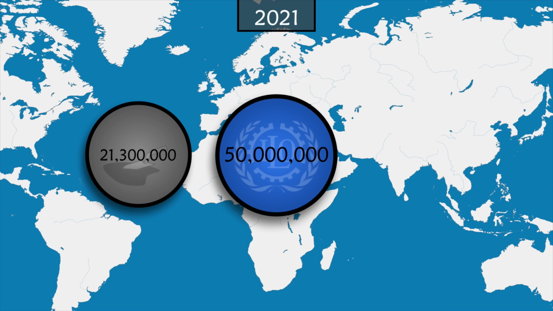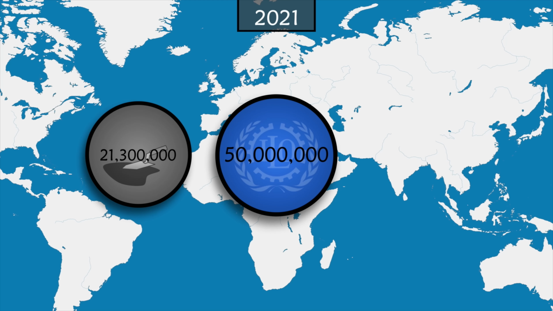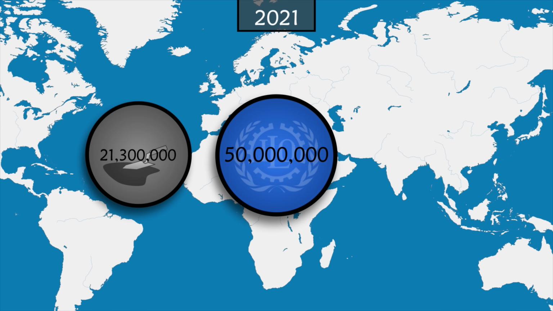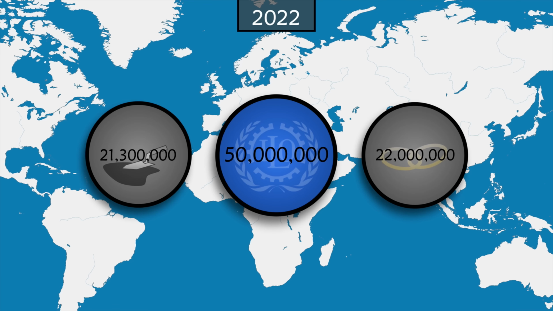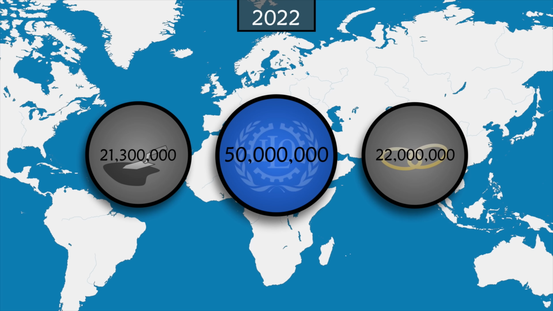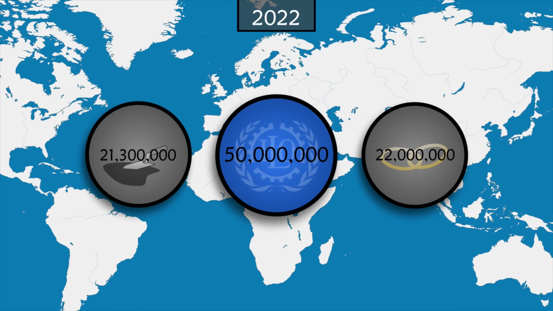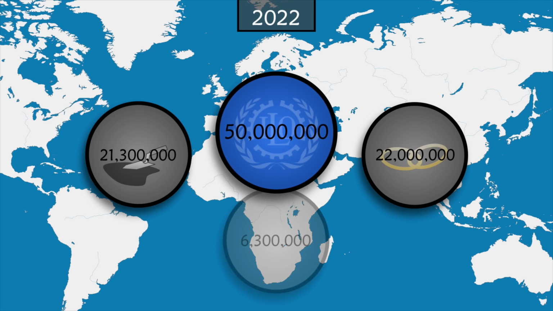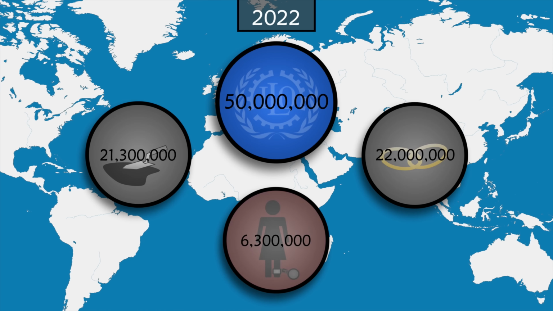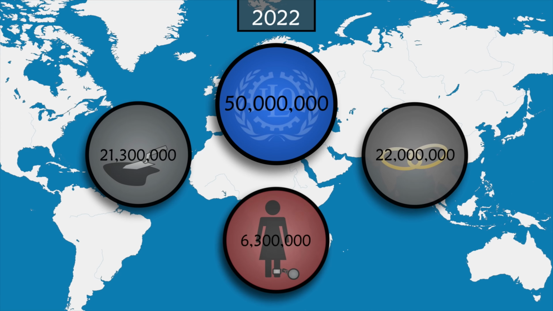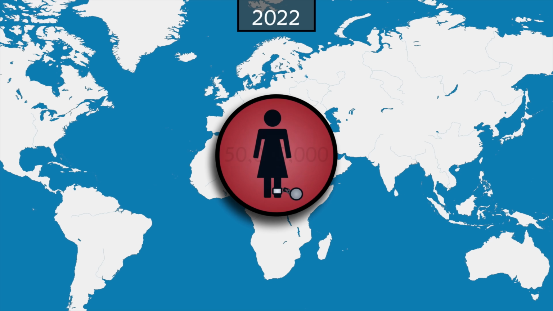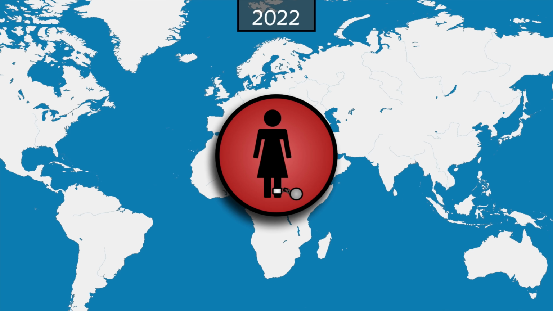21.3 million are victims of forced labor, of which 3.3 million are children, while 22 million people, mostly women, are victims of forced marriage, which is considered a form of sexual and domestic slavery. Finally, 6.3 million people, again mainly women, are victims of commercial sexual exploitation. In total, women represent about 70% of the world's slaves.